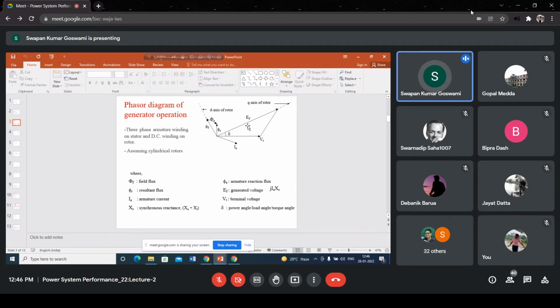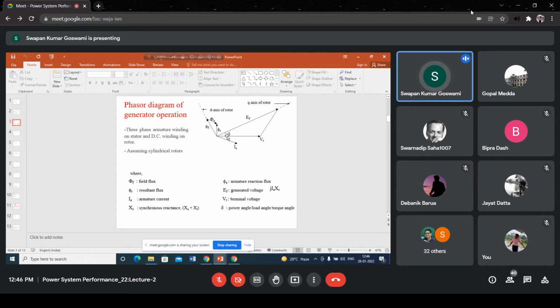Let us assume that if this is the induced EMF, say terminal voltage is somewhere here. We are assuming this for the time being. We are assuming that terminal voltage is lagging the induced EMF, say by angle delta. Okay. Why we are assuming that? Because generator will deliver active power, and active power always flows from a leading vector to a lagging vector.